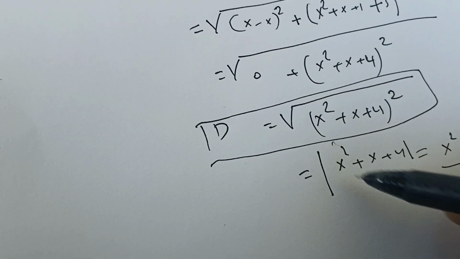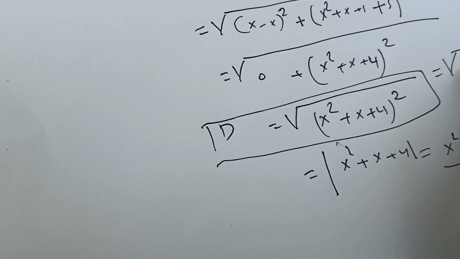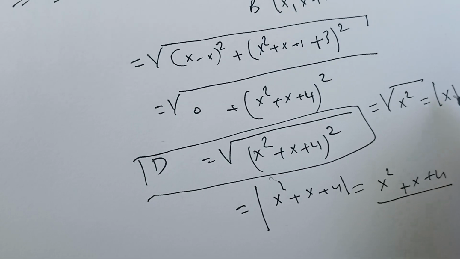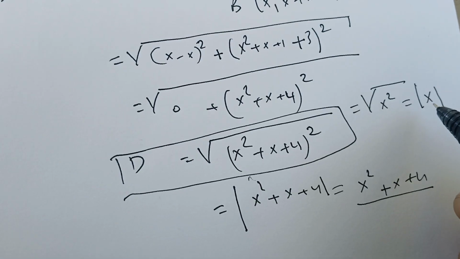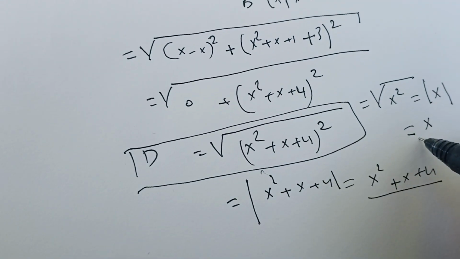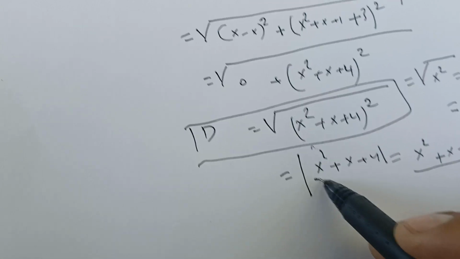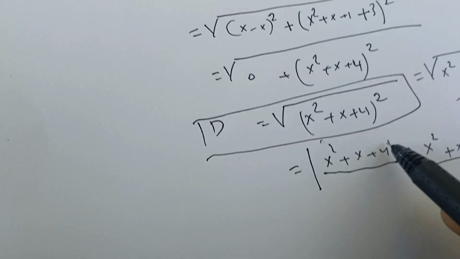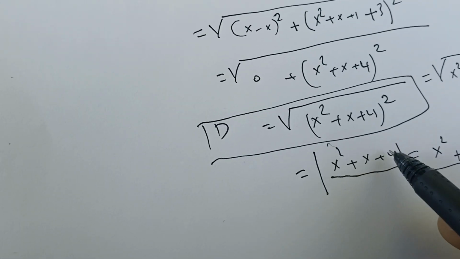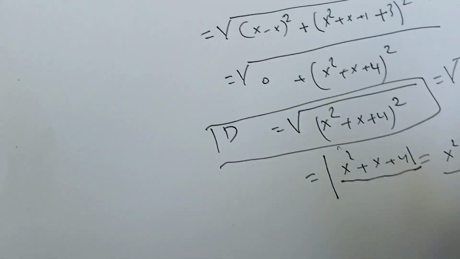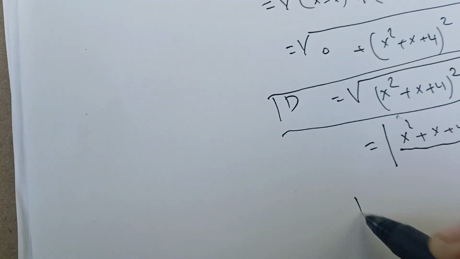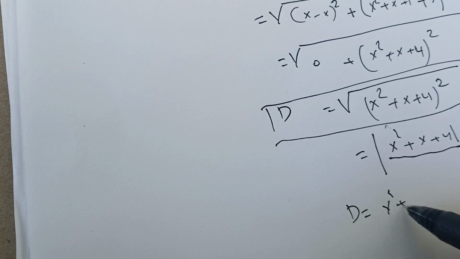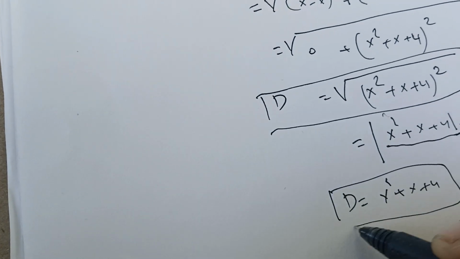I mentioned the absolute value because when you have something inside a square root that's squared, it's equal to the absolute value of that something. Unless it is positive, then it's equal to itself. Like in this case, this quantity is positive, which is why we can take off the absolute value. That means the expression for the distance is x squared plus x plus 4.